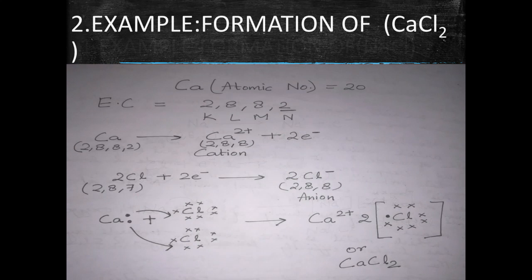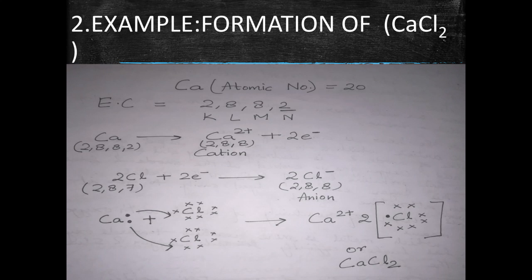To make it more clear, let's take one more example. This time we will take the example of calcium chloride, which has formula CaCl2. Atomic number of calcium is 20 and its electronic configuration is 2, 8, 8, 2. In the electron dot structure, two dots with symbol of calcium Ca are shown. To complete the octet, calcium has to lose 2 electrons. So where will these 2 electrons go?